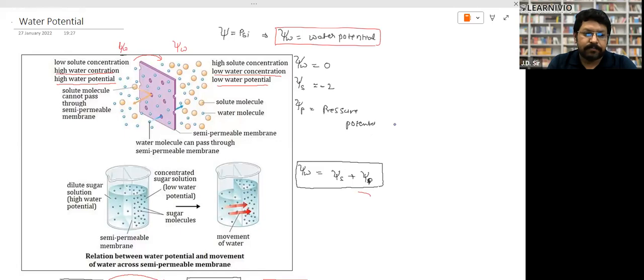That is represented by the psi term, and psi W is water potential. And what is water potential? Water potential is the free energy of water. High water concentration means high water potential, right?